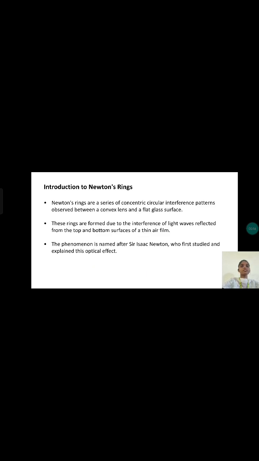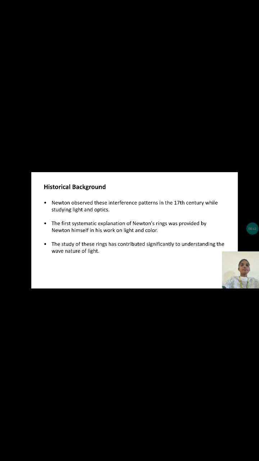Introduction to Newton's rings. Newton's rings are a series of concentric circular interference patterns observed between a convex lens and a flat glass surface. These rings are formed due to the interference of light waves reflected from the top and bottom surface of a thin air film. The phenomenon is named after Sir Isaac Newton, who first studied and explained this optical phenomenon.